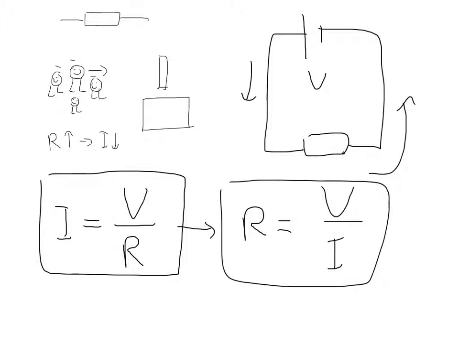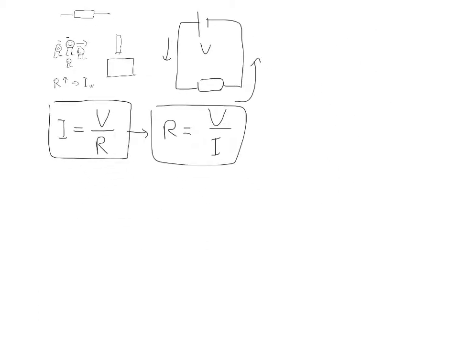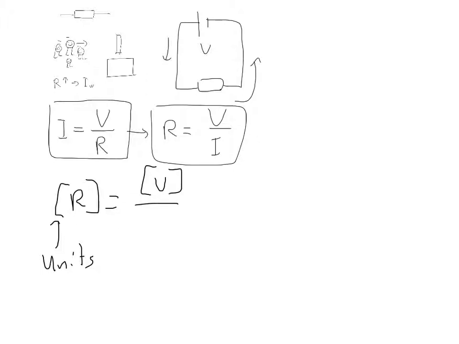Now we need to think about the units that we're going to use to express resistance. And again, we're going to do what we did before with current. The units of resistance, remember this little bracket thing means units, have to be the units of voltage divided by the units of current. Now, what are the units of voltage? Volts. Okay, good. Volts. And what are the units of current? I hear you screaming. Amperes. Okay. So the units of resistance are volts divided by amperes.